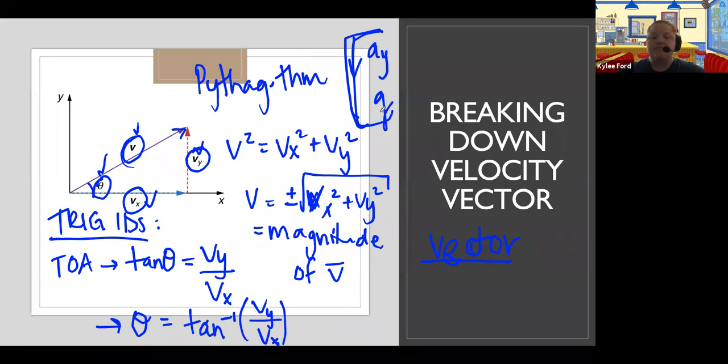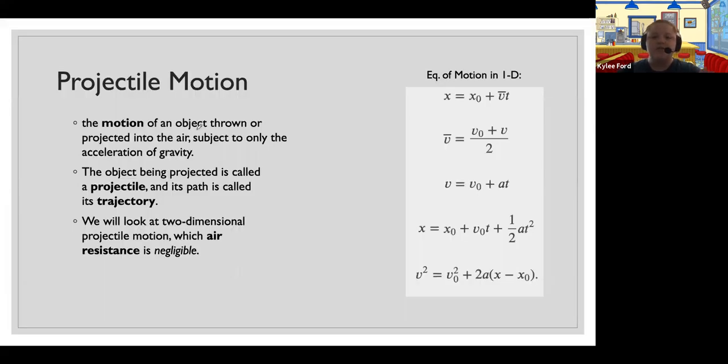But anyway, let me move on to what we really want to talk about in this section. We are going to be looking at projectile motion. So what is projectile motion? Projectile motion is like I was just talking about. Say I have a ball and I throw it and then it falls to the ground. That's called projectile motion. So it's any kind of motion of an object that's thrown or projected into the air, and it's only subject to acceleration due to gravity.